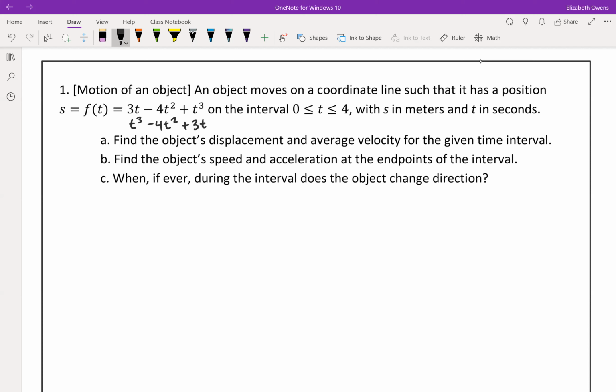S position is in meters. T time is in seconds. Okay, so we're going to find a couple different things for this, starting with our object's displacement and average velocity for our time interval that we're interested in. So let's start with displacement.